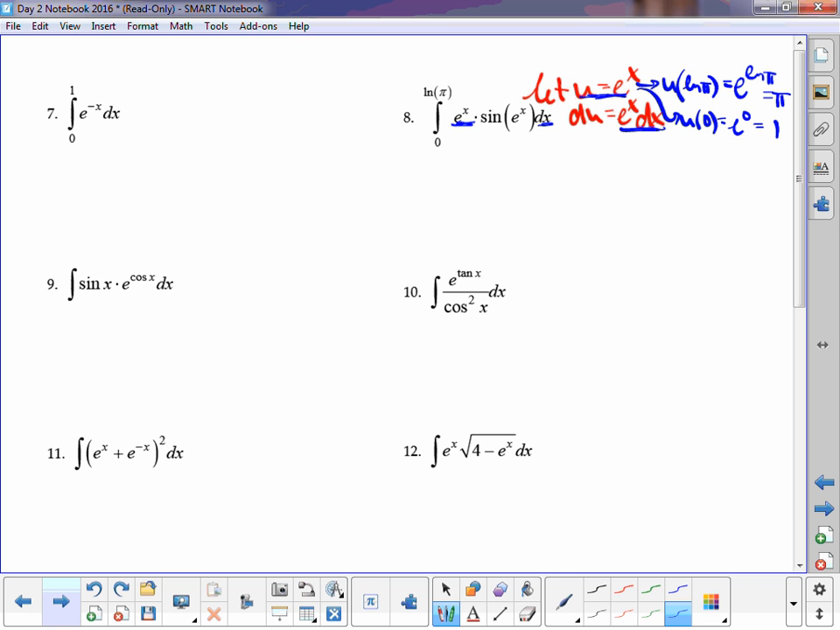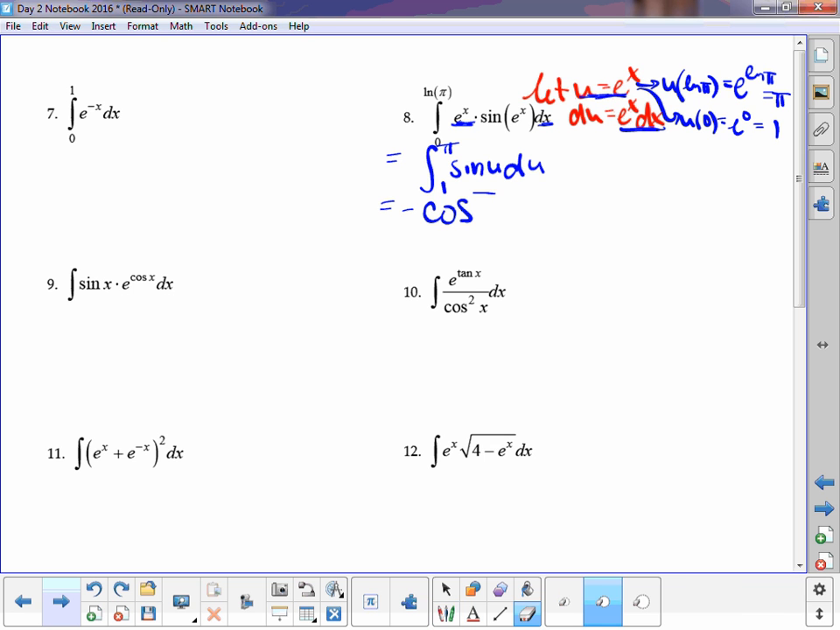So now when we go through to do our integral, we have from 1 to pi. And again, e to the x dx is just the same thing as du. And now I have sine of u. This is just going back to December, how do we integrate sine of u? What's the antiderivative? Negative cosine. Okay. Negative cosine of u evaluated from 1 to pi.